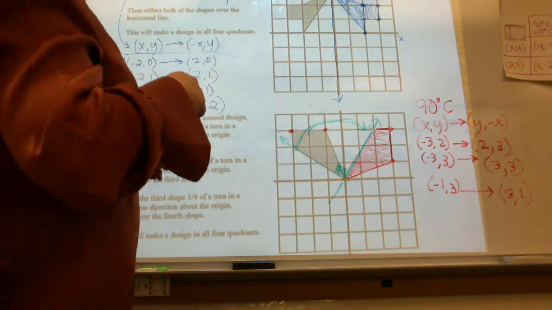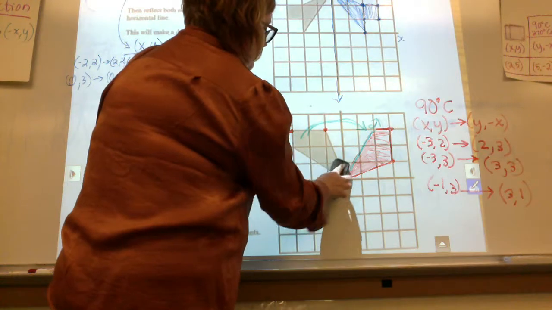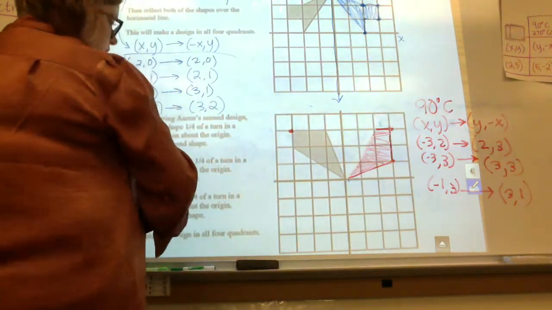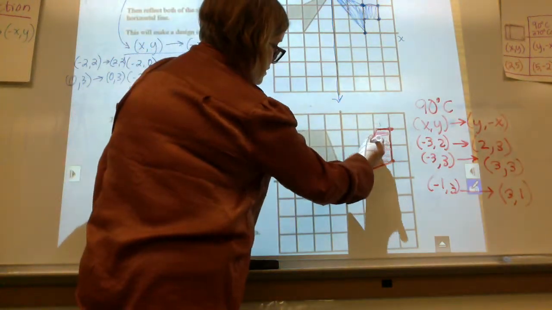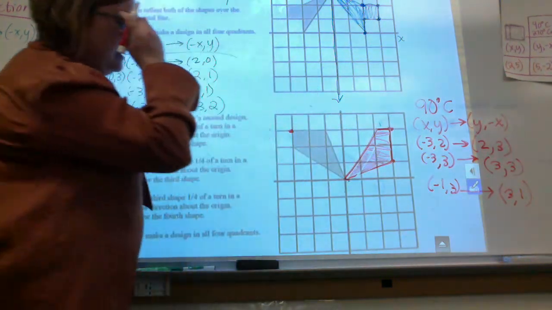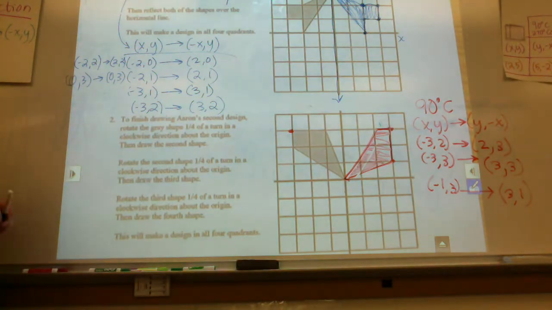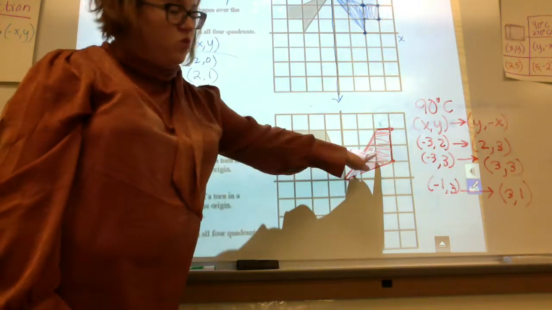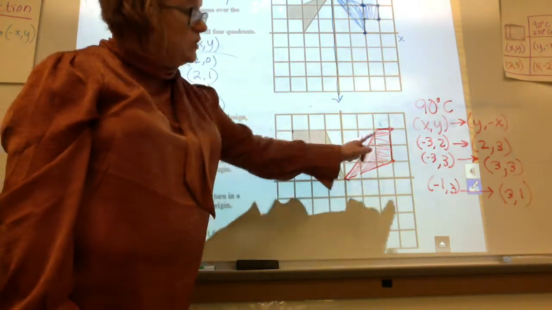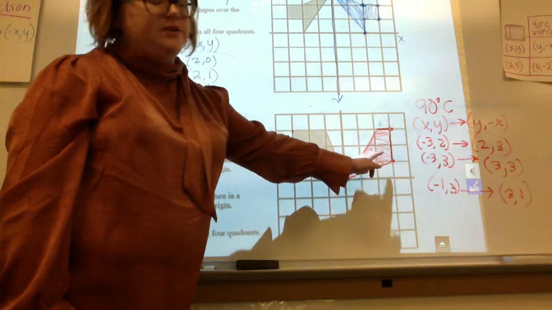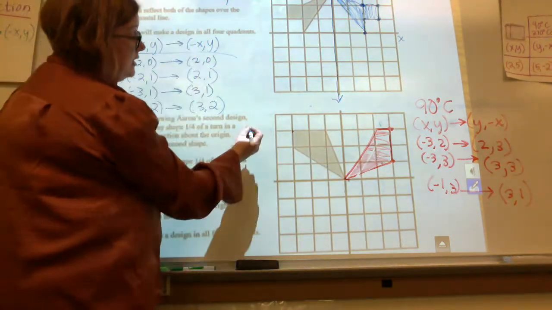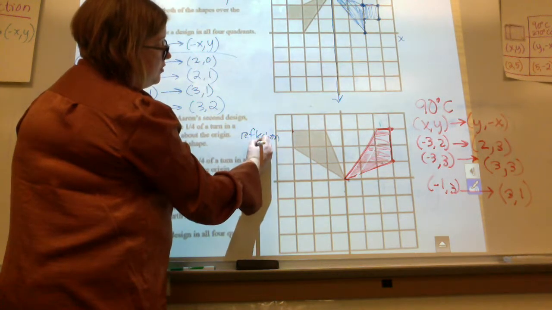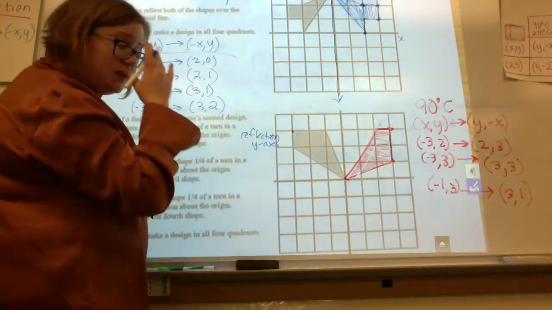I do want to point out, let me erase this green stuff. If instead of rotating it, if I had just reflected my original figure, it wouldn't end up here. This is the result of a rotation, 90 degrees. Let me show you what it would look like if it was a reflection like we did in the first problem over the y-axis, because that's what our eyes are naturally drawn to.